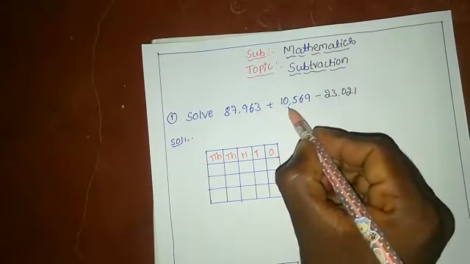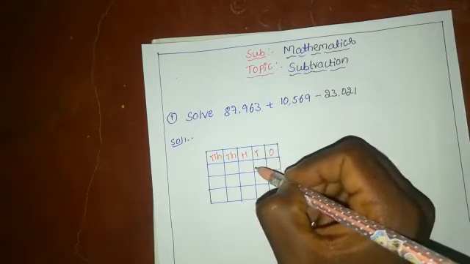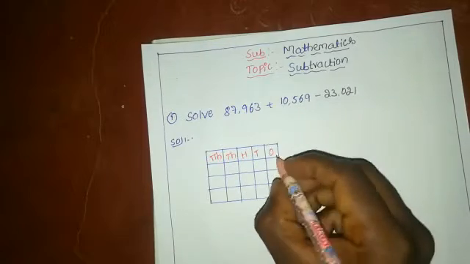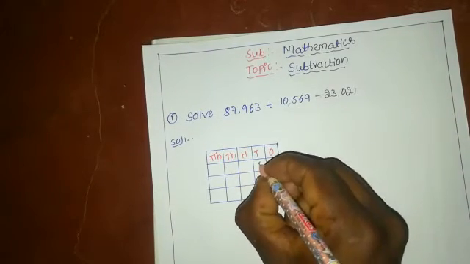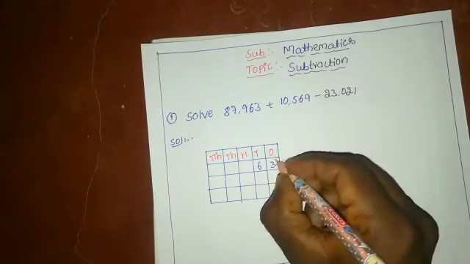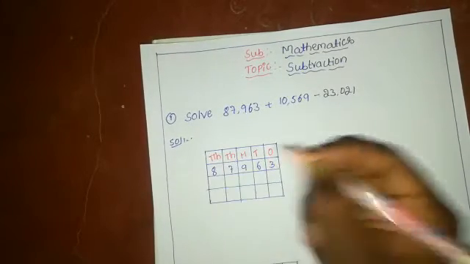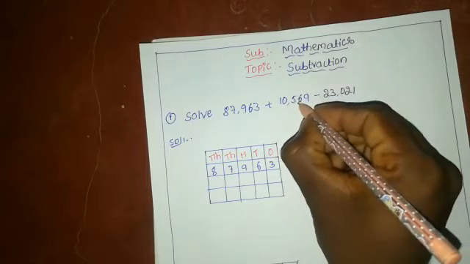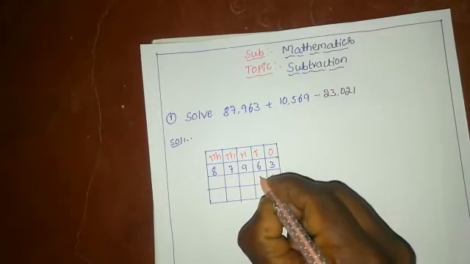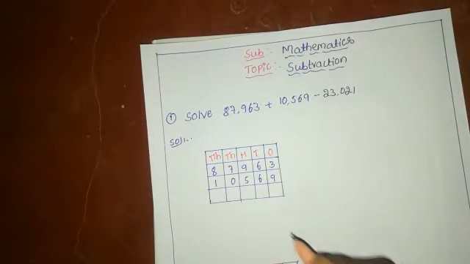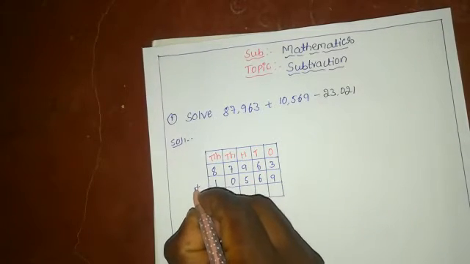At first we have to write the numbers in columns correctly. That is first 87,963: at ones place 6 is there, tens place 3, hundreds 6, 9, 7, 8. And then this 10,569: ones 9, 6, 5, 0, 1. Here we have to add these two, it means the plus sign.